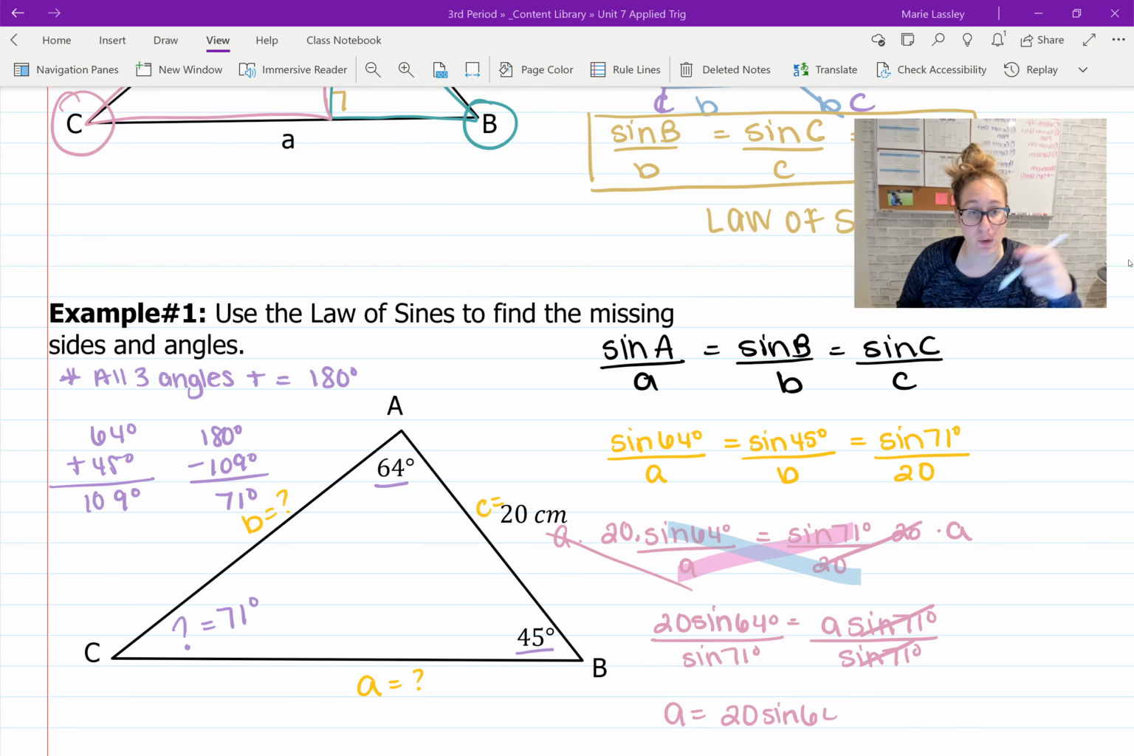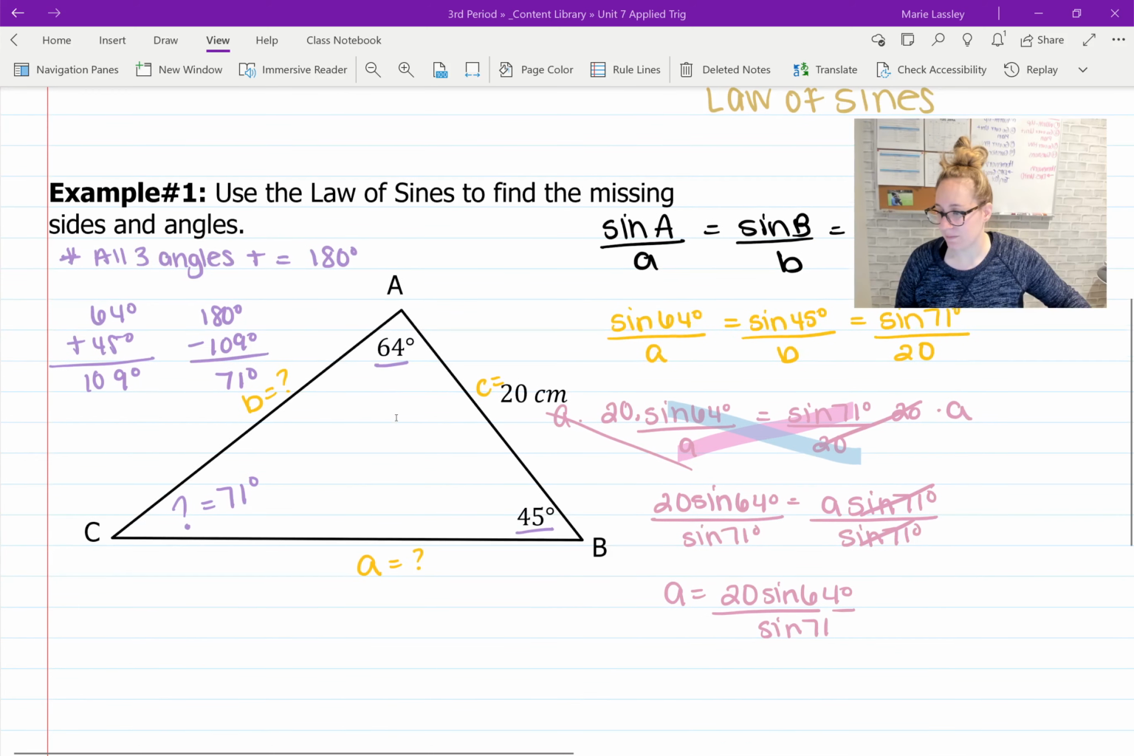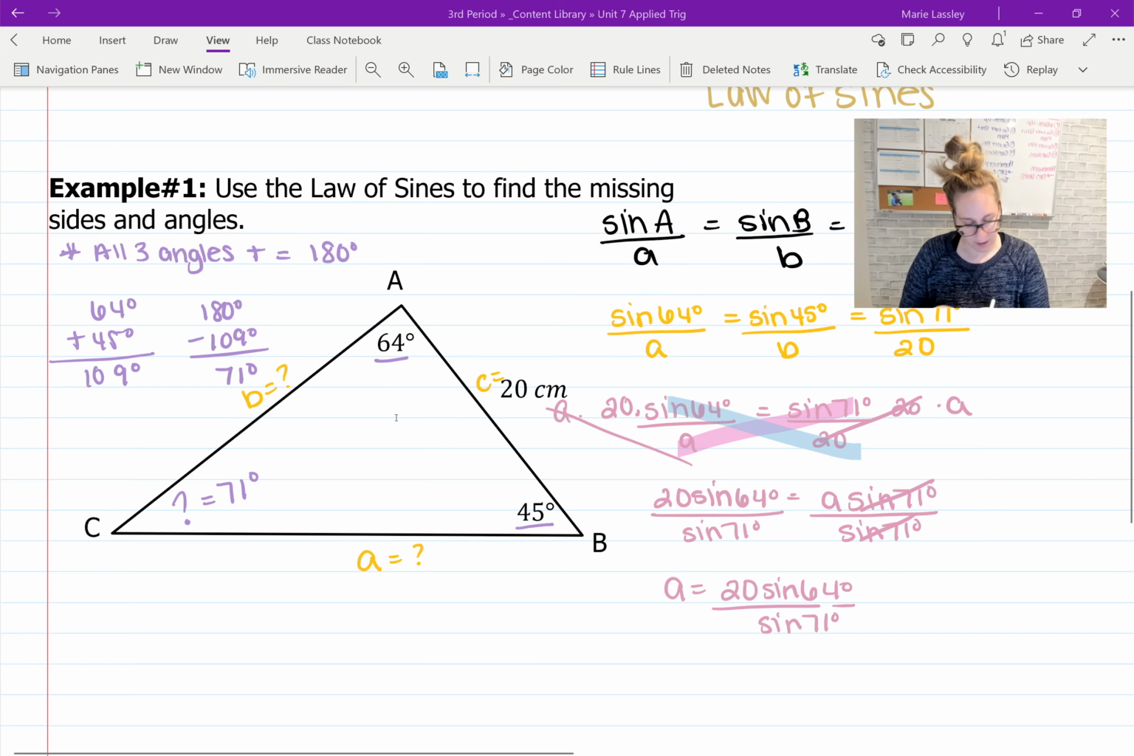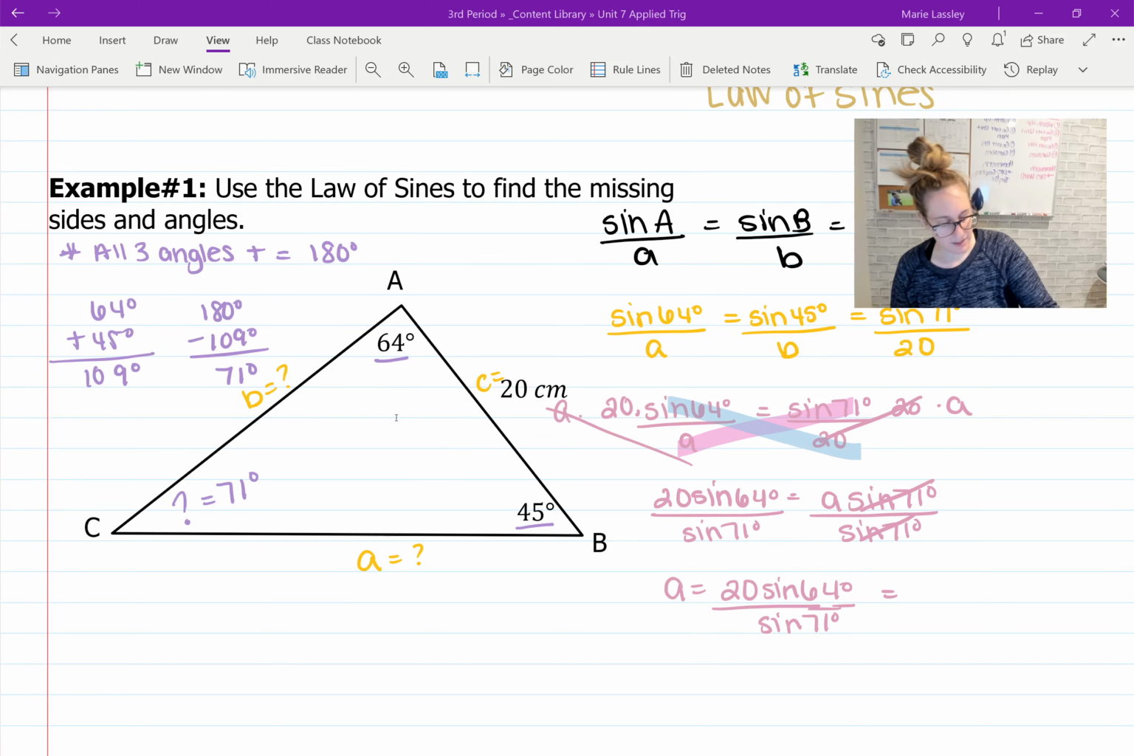Now, because these are degrees, we do want to make sure before we go any further that our calculator is in degree mode. Otherwise, you're going to get wrong answers. So 20 times the sine of 64 divided by the sine of 71. And this is going to give me 19. Generally, I say round to the nearest decimal place, like the hundredths, so 19.01, because I don't like to have it just be a 0. So side A is 19.01.